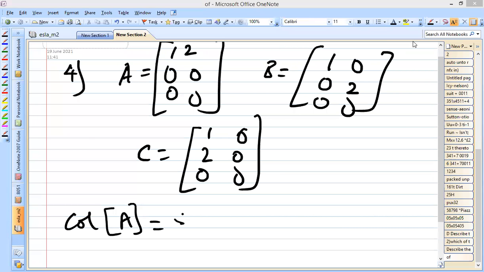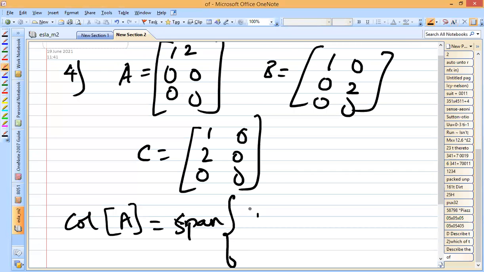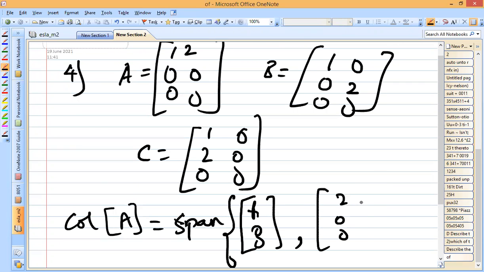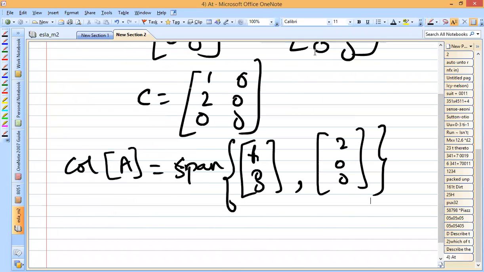What is the column space of A? So here first you need to span. Spanning in the sense you are going to separate the column elements: 1 0 0 comma 2 0 0, right? And then what is the next step? You have to describe the column space.